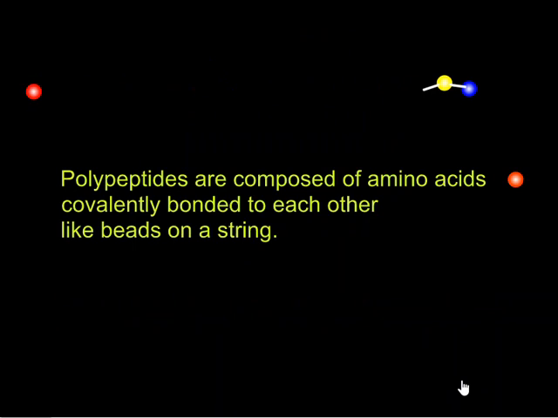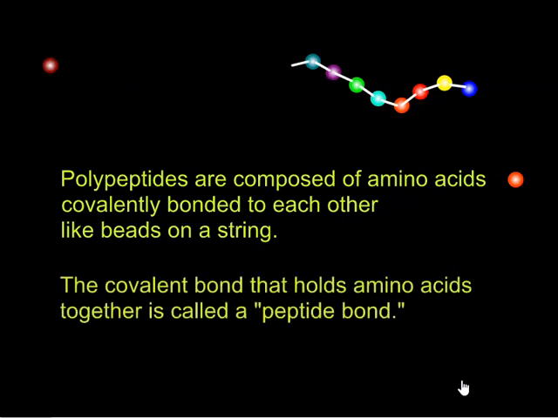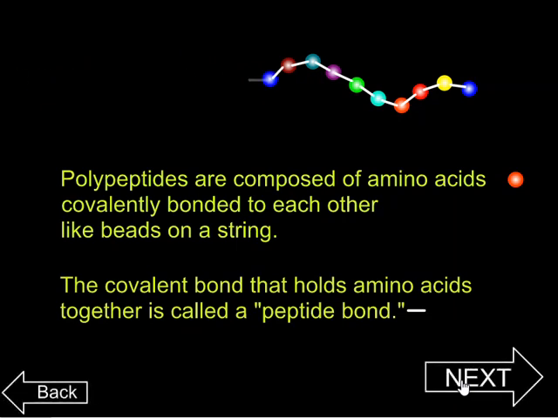Polypeptides are composed of amino acids covalently bonded to each other like beads on a string. The covalent bond that holds amino acids together is called a peptide bond. The white line shows the peptide bond between different colored amino acids that are forming a polypeptide chain. And when this chain is folded into a three-dimensional structure, it forms a structure called a protein.